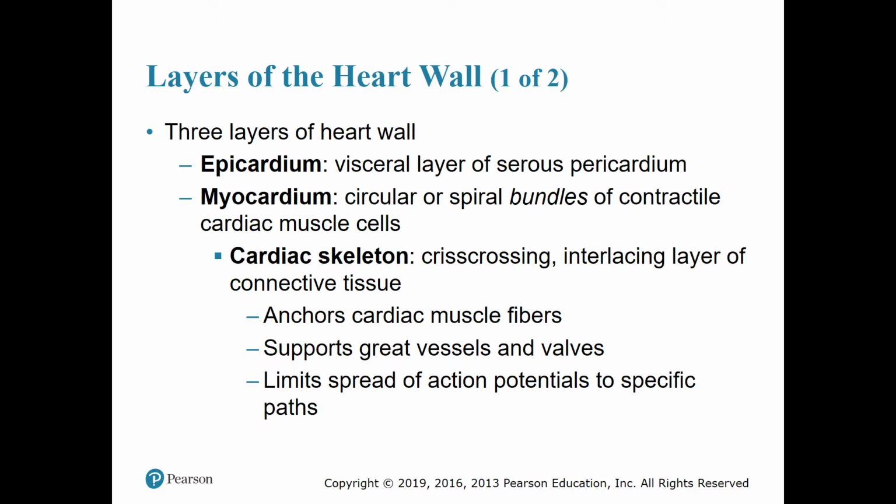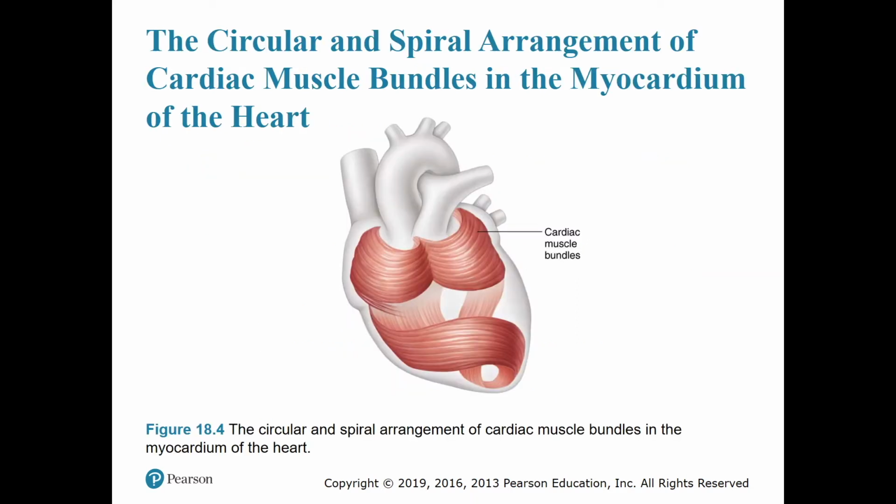The cardiac skeleton is a crisscrossing, interlacing layer of connective tissue. It anchors the cardiac muscle fibers, supports the great vessels and valves, and limits the spread of action potentials to specific paths. Figure 18.4 shows the circular and spiral arrangement of cardiac muscle bundles in the myocardium of the heart.